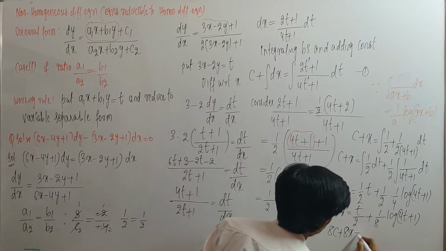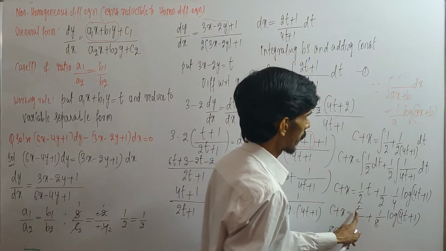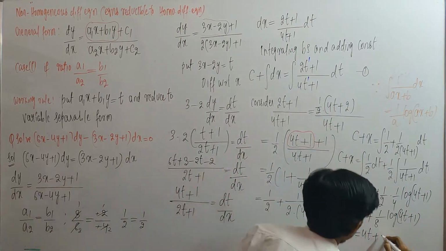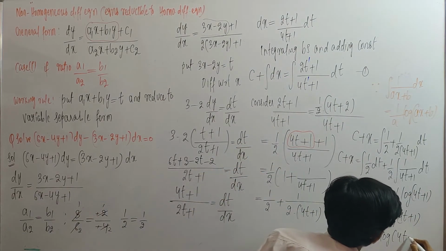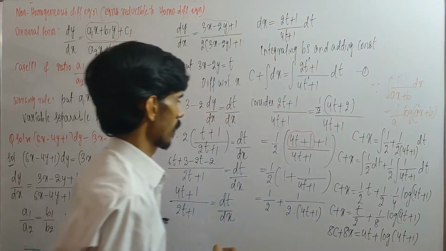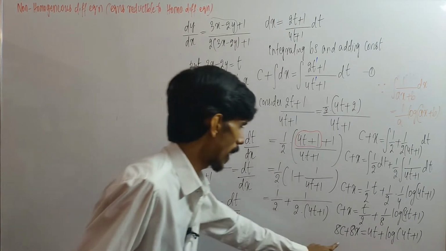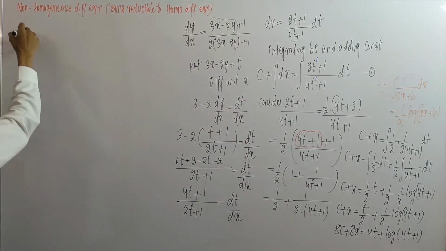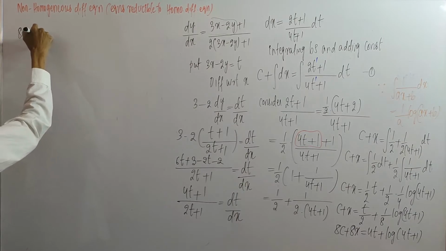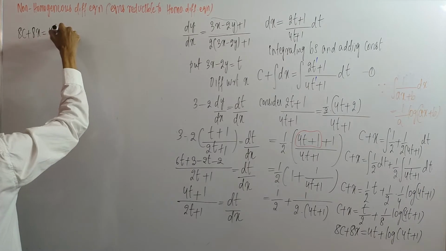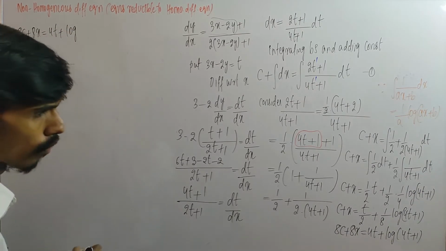Now if I take the LCM, or if I multiply by 8, here I'll get 8c plus 8x is equal to, if I multiply 8 here, then I'll get 4t, plus this 8 will get cancelled. Here I have log 4t plus 1. Now I need some space, let me erase this part. Now we have 8c plus 8x is equal to 4t plus log 4t plus 1.